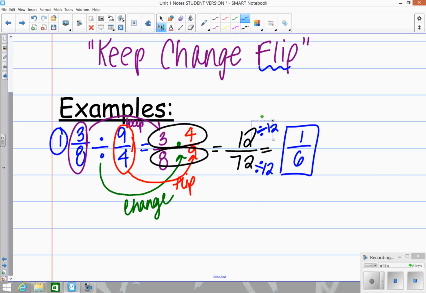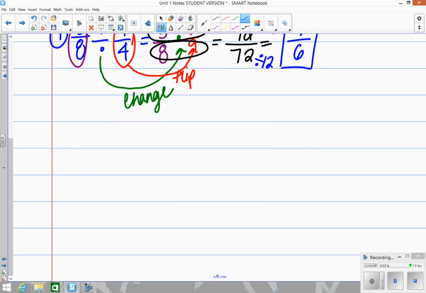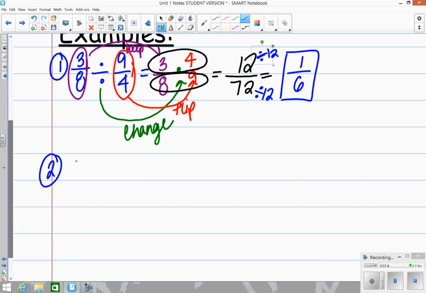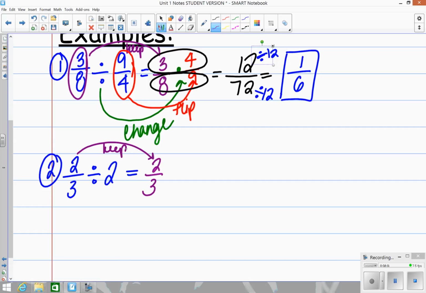And then one last example here. If I start with 2/3 and I want to divide that by 2, so now I'm taking a fraction and dividing it by a whole number, I'm still going to follow the same rule. I'm going to keep the first one, so it's going to stay 2/3. So we keep. Then we're going to change the sign to multiplication. And then I'm going to flip the last one.